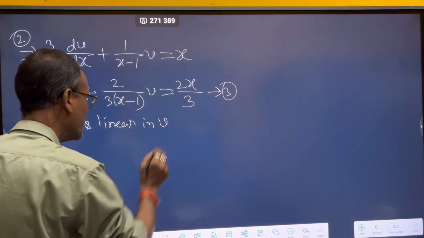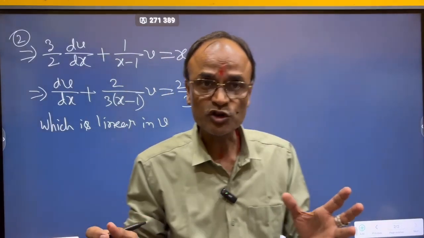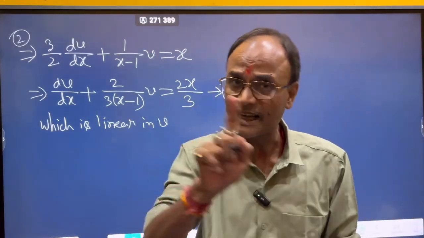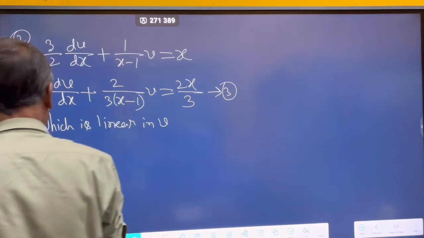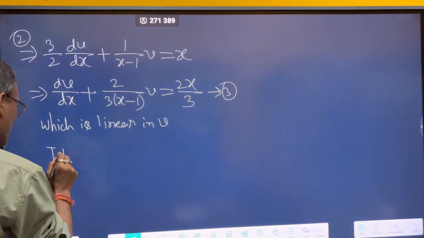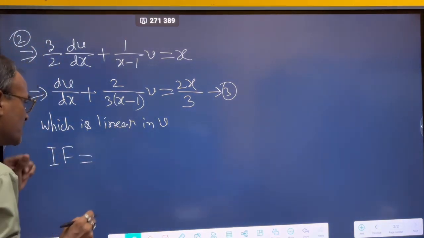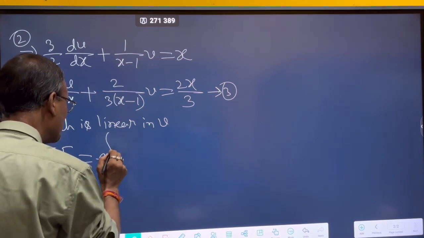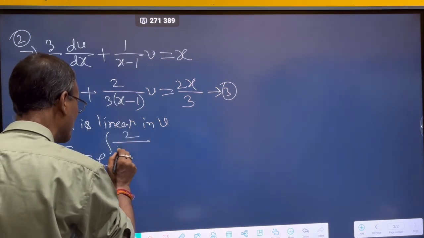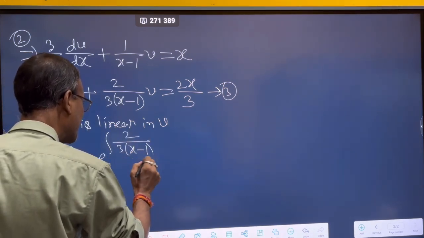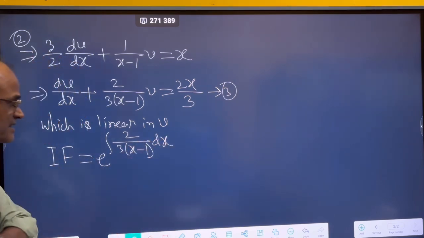Linear in v means equation 3 is a linear differential equation with v as the dependent variable and x as the independent variable. Now we are going to find the integrating factor. What is the integrating factor? It is e to the power integral of p dx, which is 2 by 3 times 1 by x minus 1 dx. This is the integrating factor.